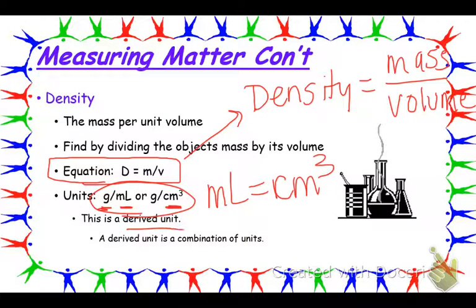Keep in mind that this is a derived unit, meaning that it's a combination of units. The SI unit for density would actually be kilograms per meters cubed, from kilograms, the SI unit for mass, and meters cubed from the SI unit for length. Not super important, but I just want to bring that up and note that this is something called a derived unit, meaning that it's a combination of units.